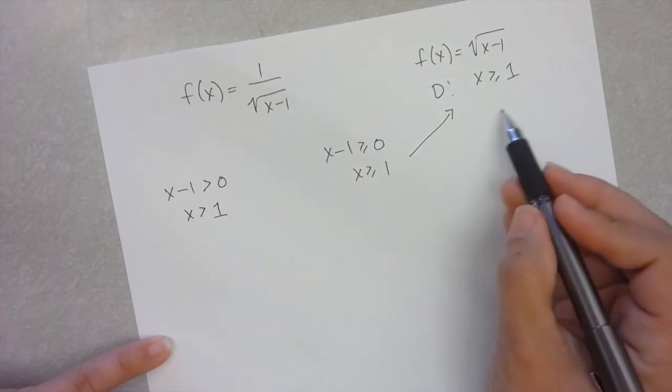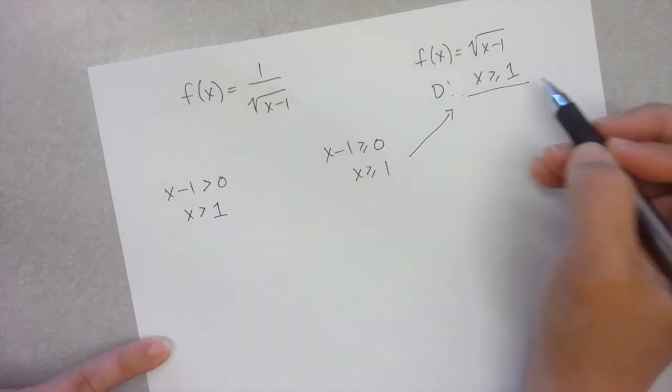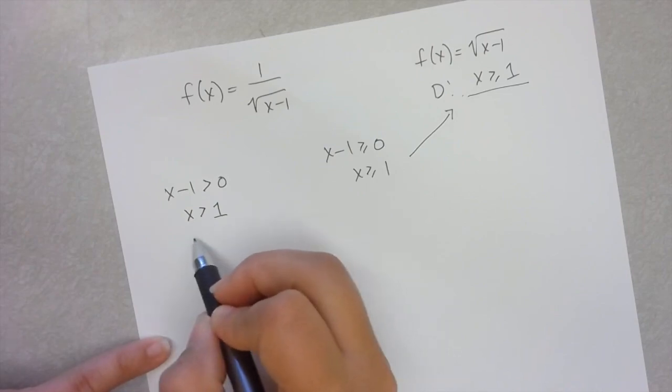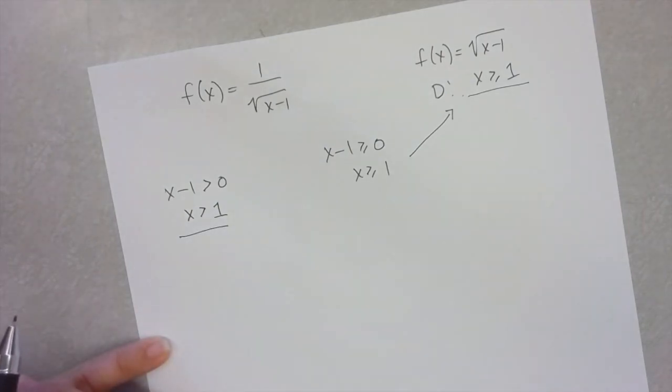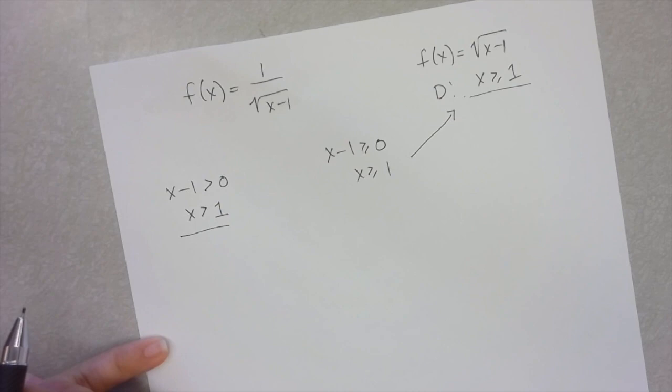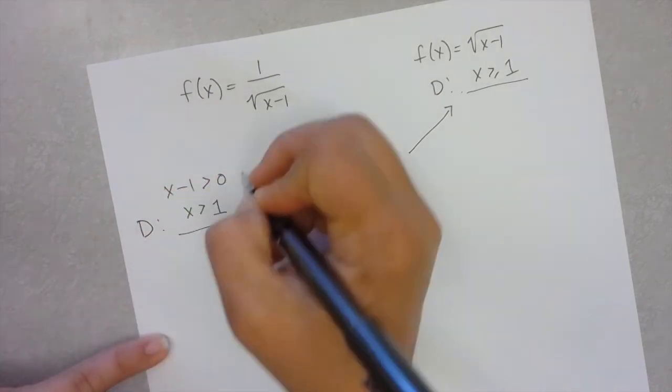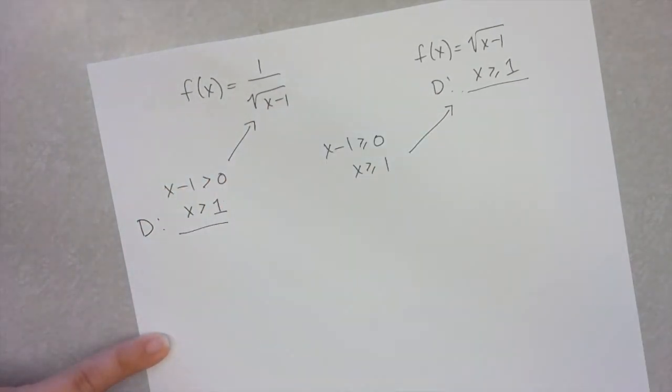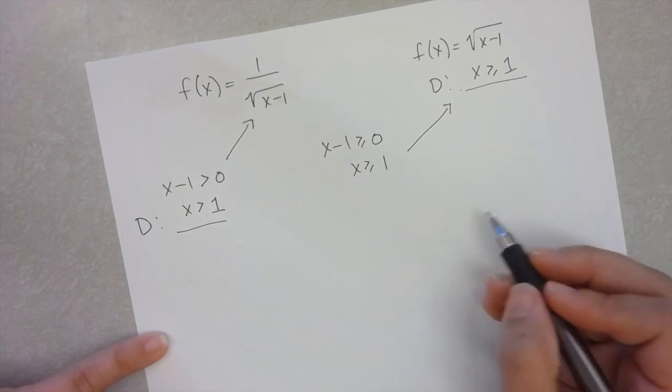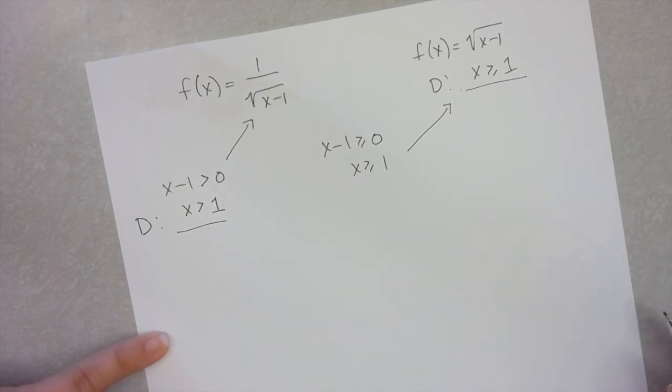So a little bit different: where this one I'm allowed to plug in 1, this one I'm not. I can use everything just a little bit bigger than 1, but not 1. So my domain restriction on this one is x is strictly greater than 1. If I just had the square root of x minus 1, it would be greater than or equal to 1.